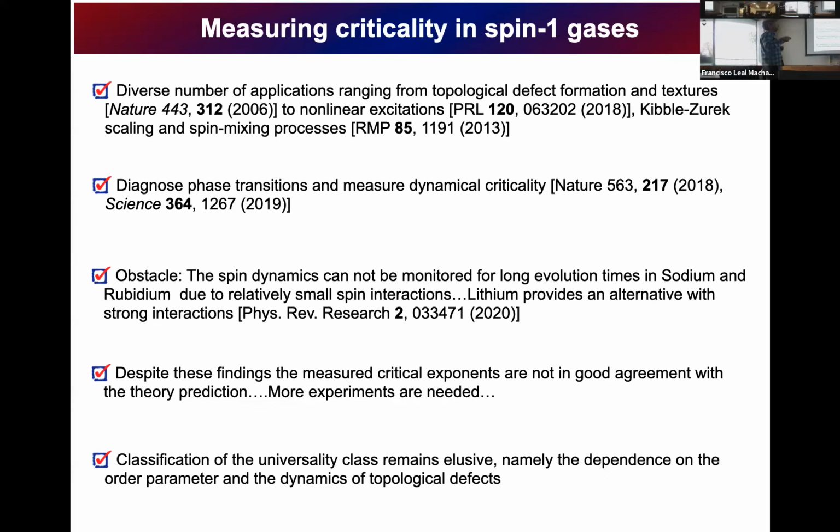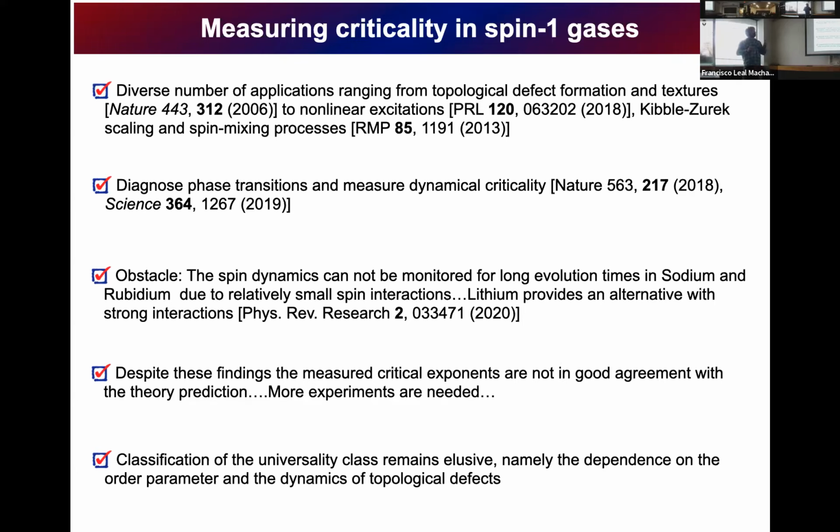However, another very important and recently developed direction is to use these gases to diagnose quantum phase transitions and also estimate the quantum criticality by means of the relevant critical exponents and so on. A major obstacle up to now is that there have been two experiments using rubidium-87. However, as I said before, the problem there is that we have weak spin-spin interactions, and we cannot really monitor the gas to long time scales where we see the universal behavior.